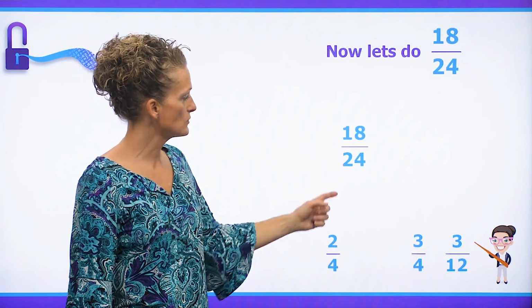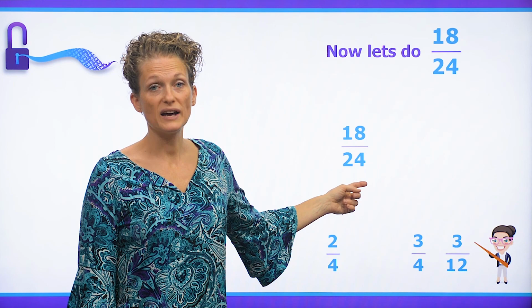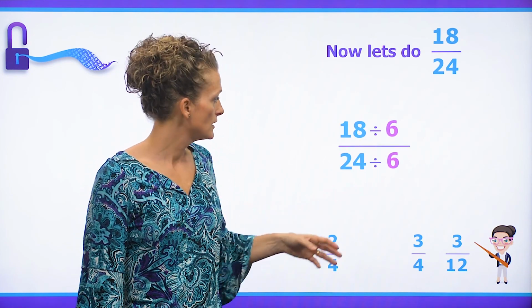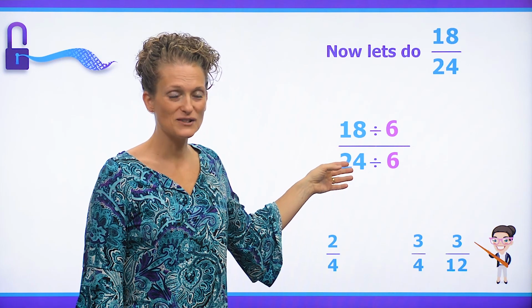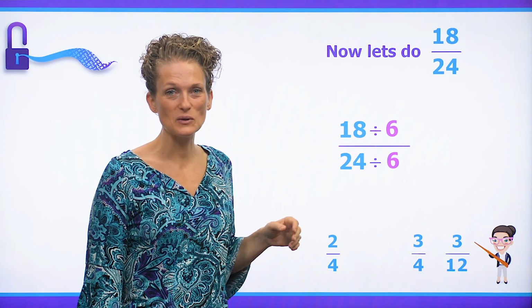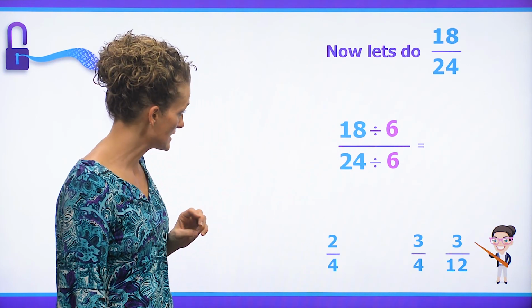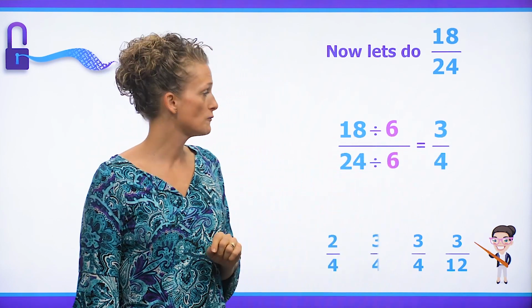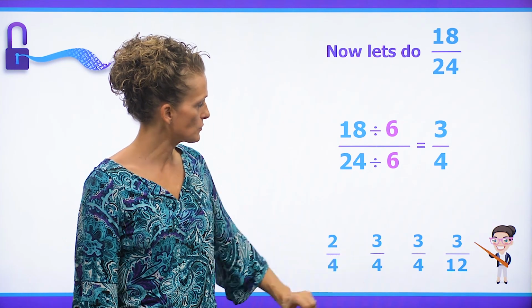Now let's do 18/24. What do we have to divide 24 by in order to get 4? The answer is 6. If we divide the bottom by 6, we must also divide the top by 6. So 18 divided by 6 is 3, and 24 divided by 6 is 4. And then we'll replace that with 3/4.